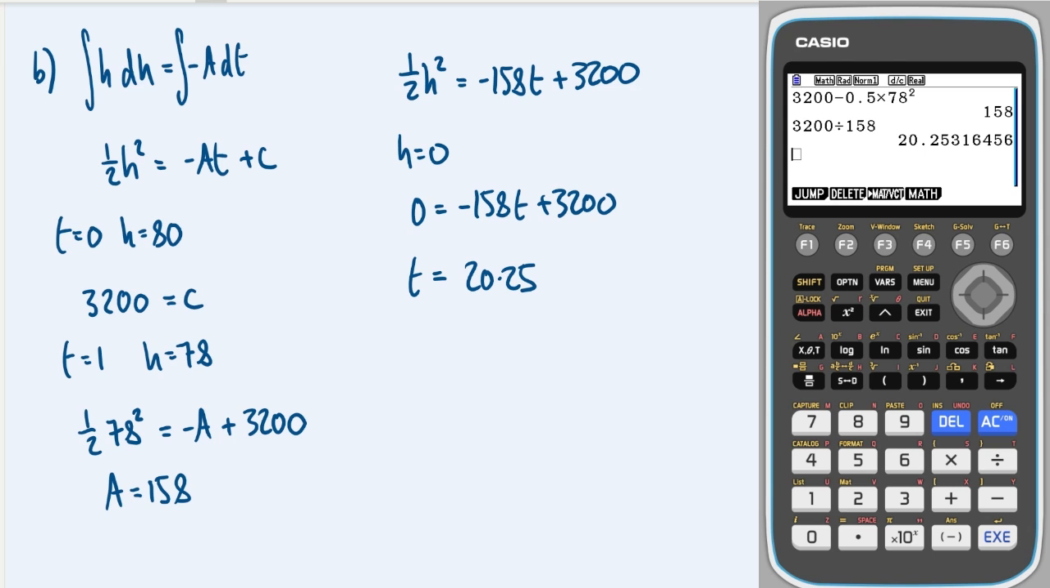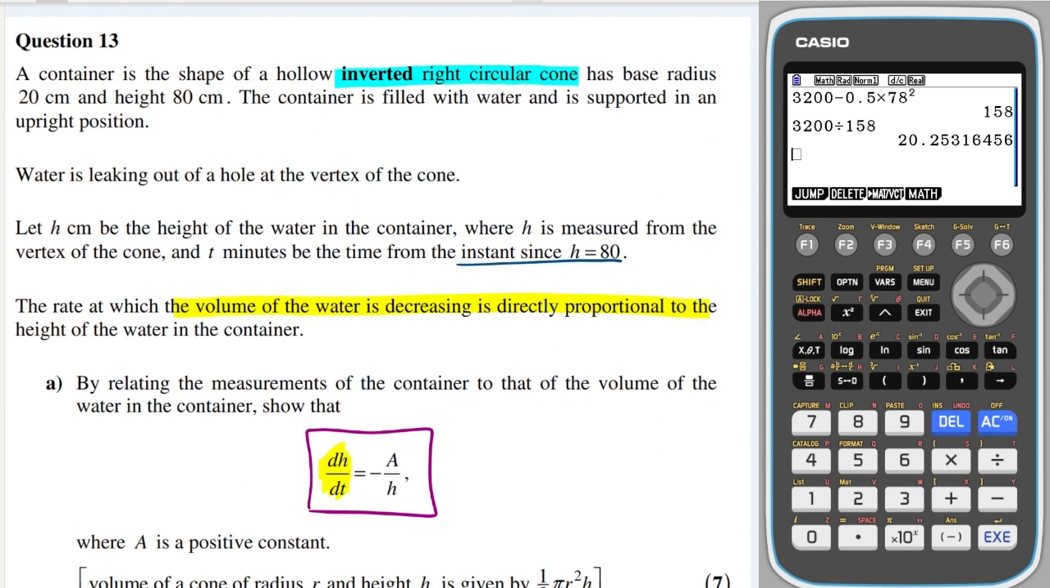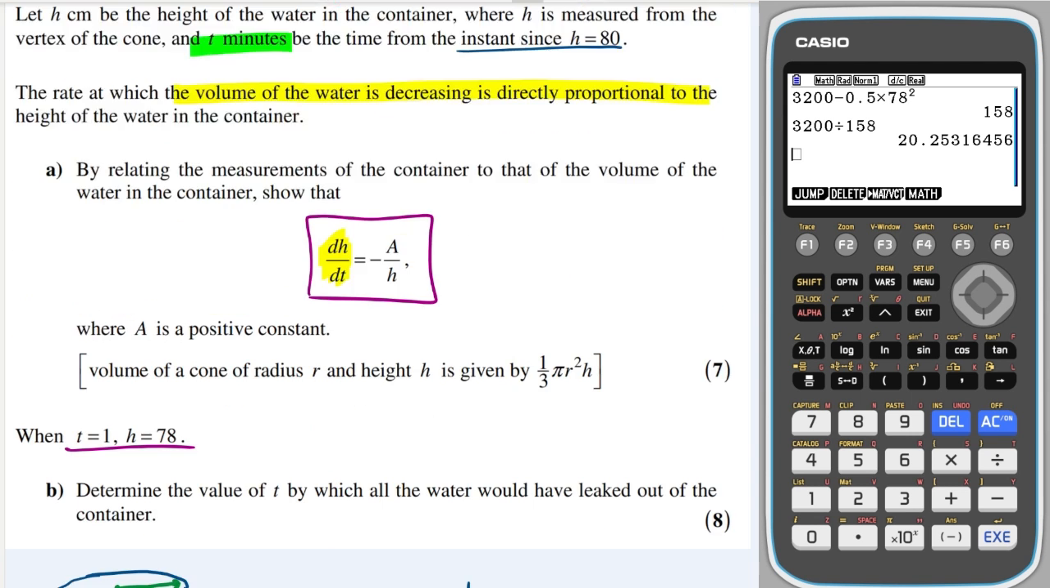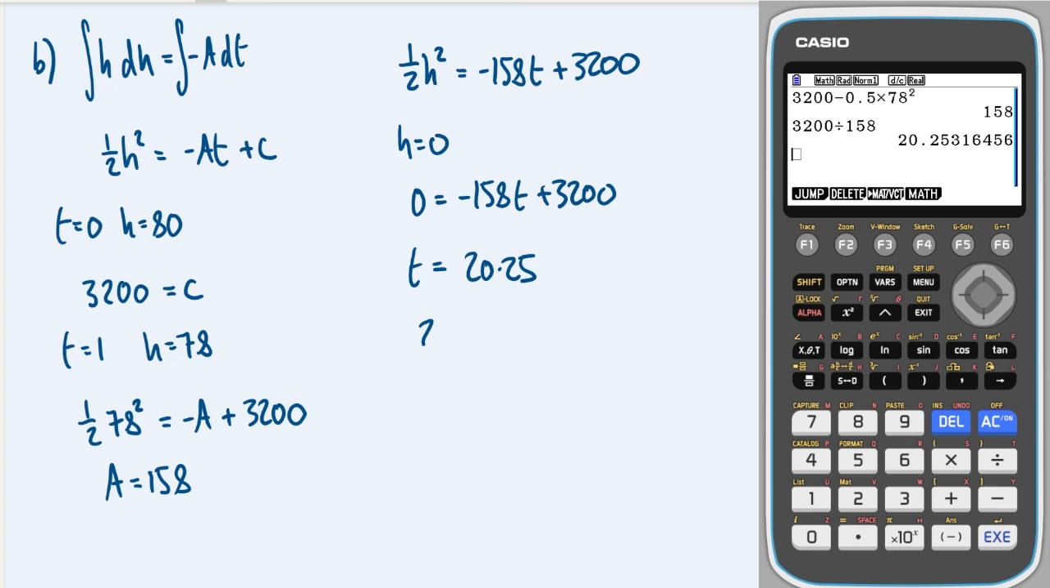And I think that is measured in minutes. I just need to check. Apologies. Yeah, t measured in minutes. So let's just call that 20.25 minutes. Love it.